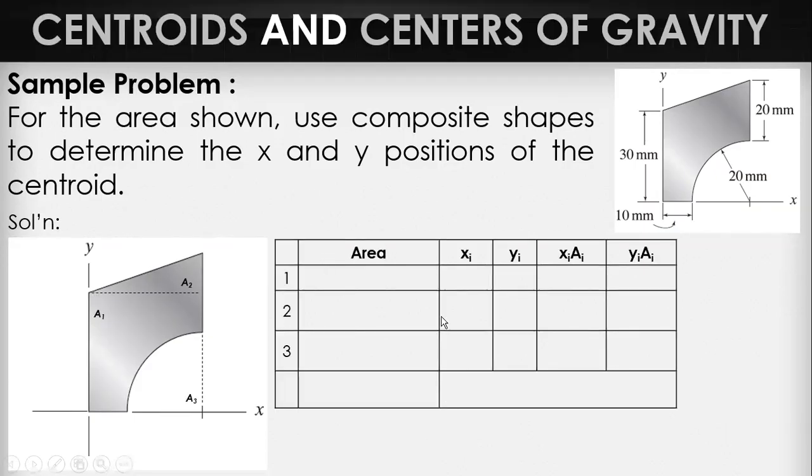So let us have this table. For element 1, it's area 1. It's 30, this one 30 by 30.